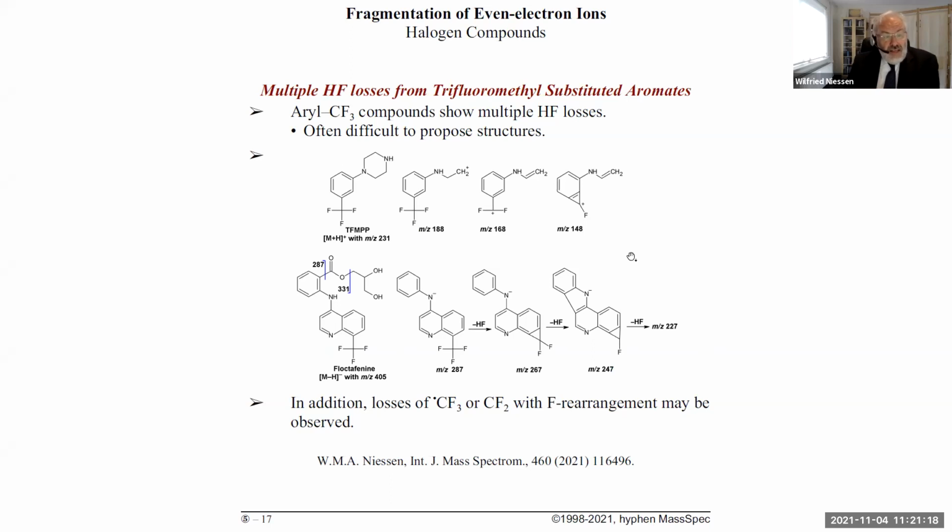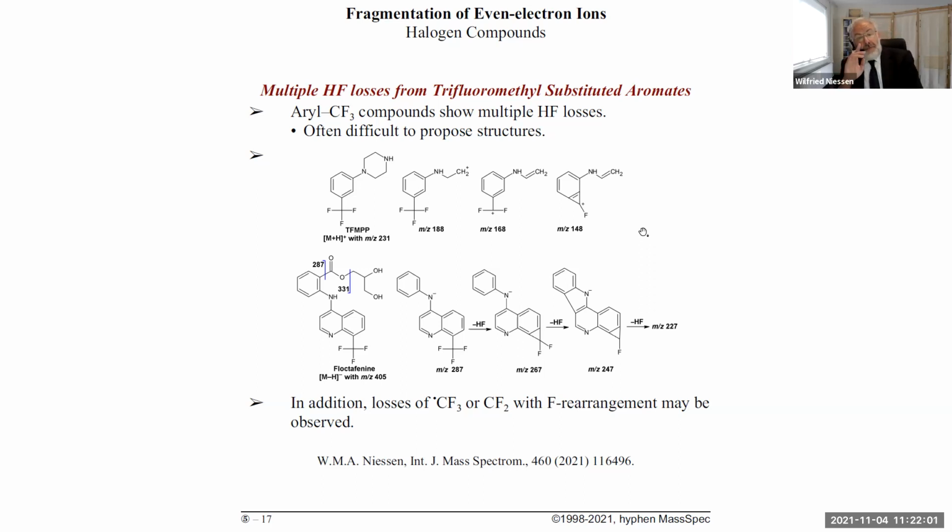So this is an aromatic compound with a trifluoromethyl substituent, and I actually have two examples, one in positive ion mode and one in negative ion mode, where we get a fragmentation. What we first see is some cleavage from the piperazine ring, and then from the m/z 188 in positive ion mode, we see two subsequent losses of HF to 168 and 148. I can propose structures for that. If I also have the 128, I have some problems.